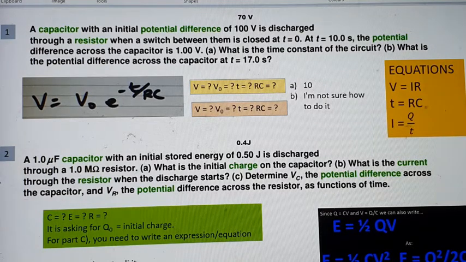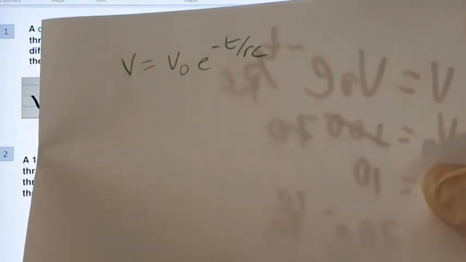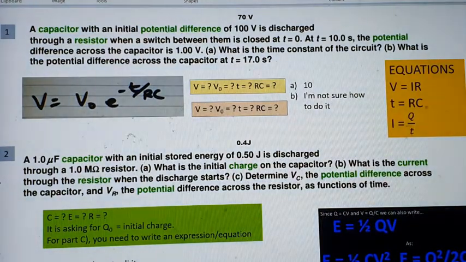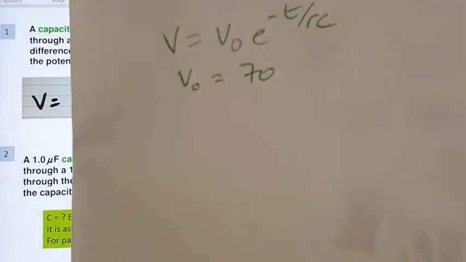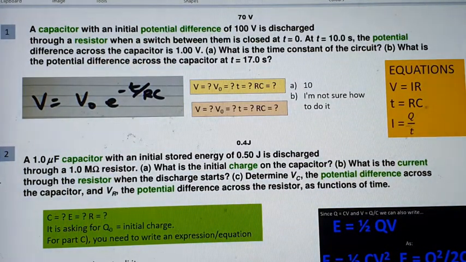All right, so we're going to use the exponential equation. So that is V is equal to V naught e to the minus t over RC. Now, because it says initial potential voltage, that is V naught. I know in the question it says 100, but we're going to do 70, so then you can try that 100 yourself. So V naught is equal to 70.